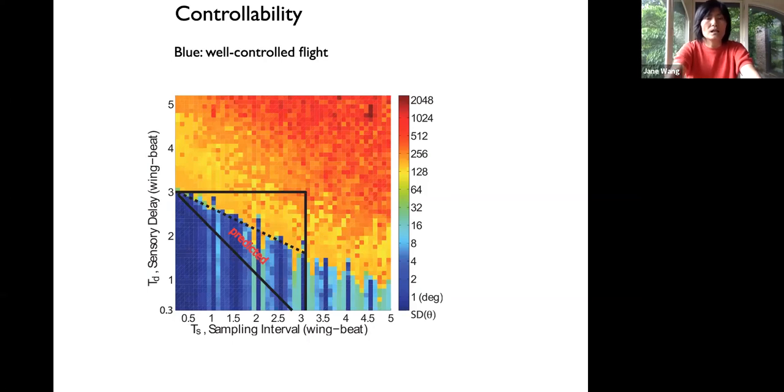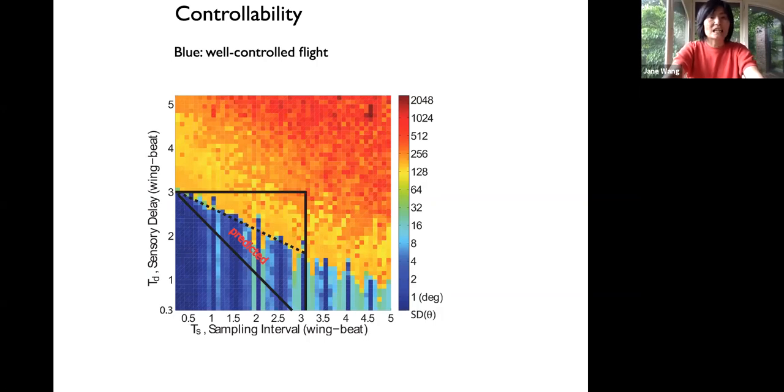But interestingly enough, you'll see that this regime is the blue regime. It contains not that many integers. So the blue is good in this case, and the most blue is toward the lower left corner. And there you have to sense every wing beat, and if you shift away, that's about 2 wing beats, things are okay, but once beyond 3 wing beats, not so good. So 1 beat or 2 beats are both reasonable for insect to sense and react.